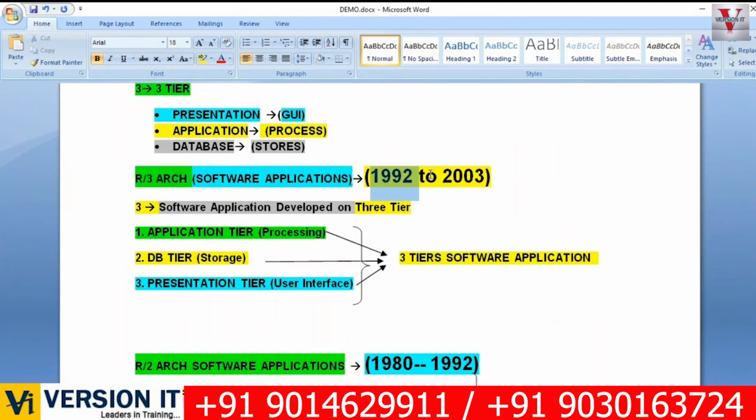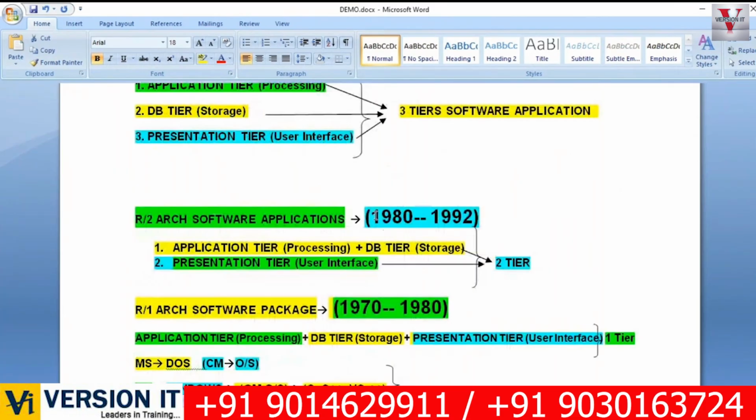This software exists between this time frame. Before 1992, between 1980 to 1992, we have softwares with R2 architecture. How were R2 architecture softwares designed? Application plus database, these two tiers were acting as one, and the presentation is separated. This is two-tier architecture.